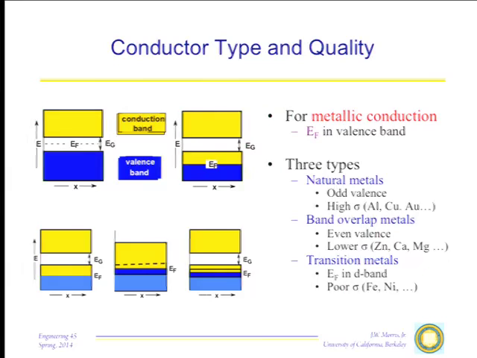The natural metals are things that have odd valence. Copper, silver, gold, aluminum, sodium, potassium, all good conductors, have odd valence.